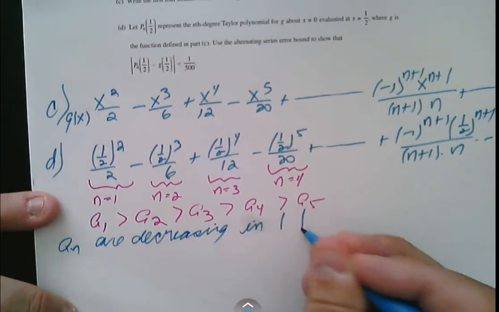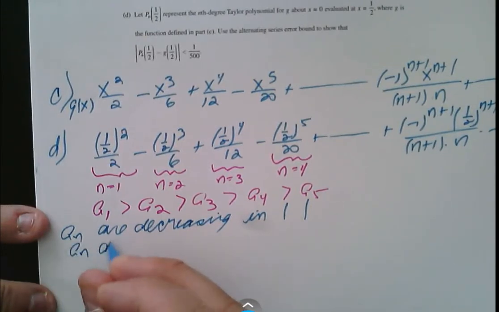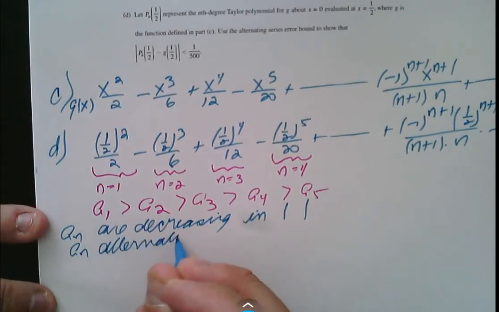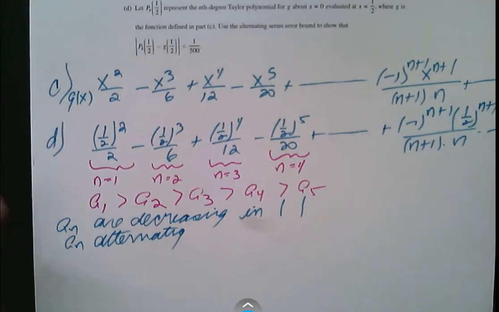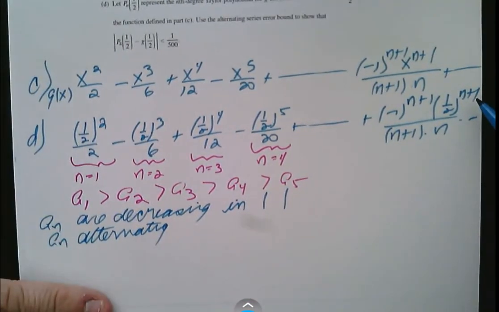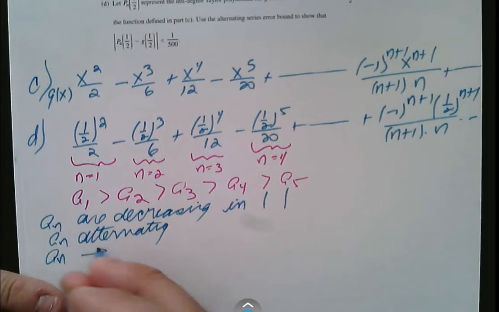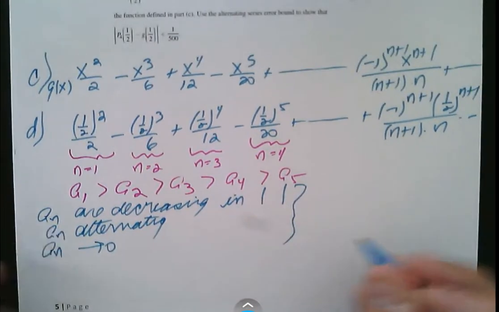I guess in absolute value if we want to be specific. They are alternating. I can see that plus minus plus minus. 1/2 to the n plus 1 as the n gets bigger and bigger and bigger. 1/2 to big powers gets close to 0. If that's not enough, I'm dividing by my values of n, which get bigger and bigger and bigger. The a sub n's are approaching 0.